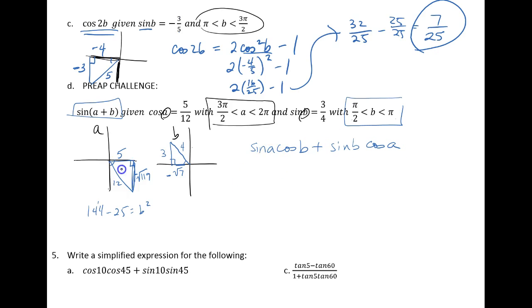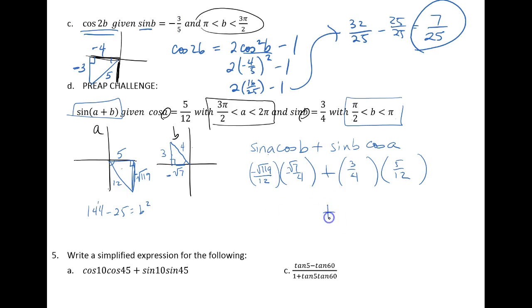So now I just look at my picture of my triangles and figure it out. For the sine of a, I'm going to do opposite over hypotenuse of this picture, sorry. And then the cosine of b, look at this picture and do adjacent over hypotenuse. Is that a 4? Good. Plus the sine of b, 3/4, the cosine of a, 5/12. And then we're going to math that out.